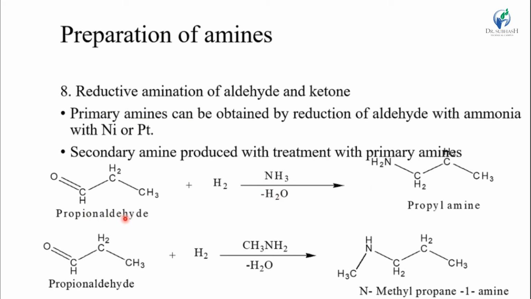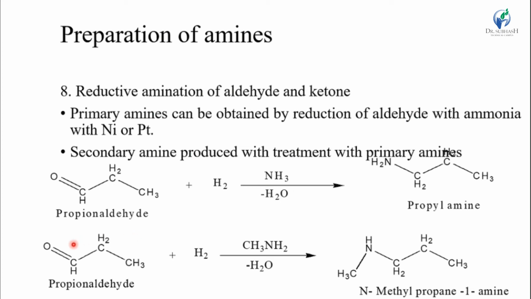So propanaldehyde plus H2 in NH3 amination, so the ammonia group must be present. One water molecule is removed, so making propylamine. The NH2 group is attached here, and H2 and O are removed, so one water molecule is removed.